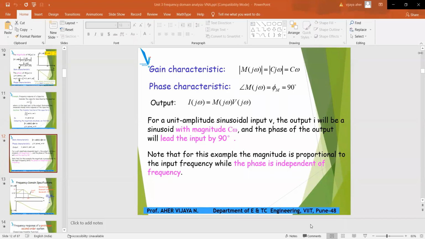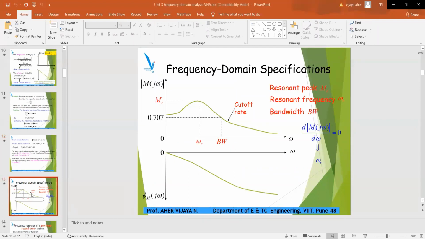This much part you have studied already, right? In the last lecture. Now, let us start with frequency domain specifications. Today you are going to study the frequency domain analysis of a second order system. So before starting that, you should know the frequency domain specifications. So what are the frequency domain specifications?